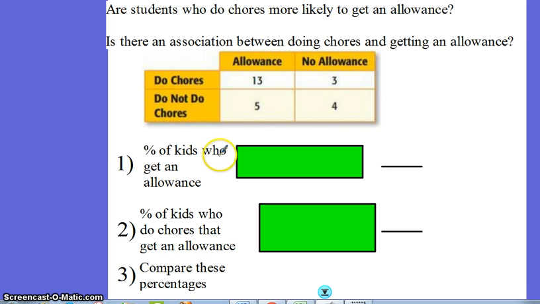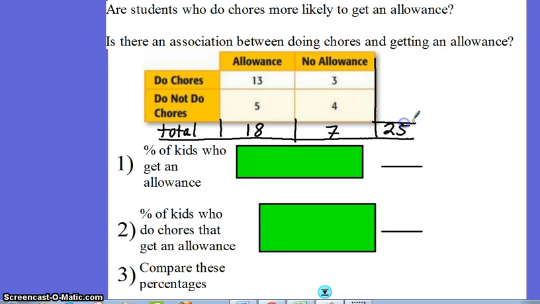The first one is we have to figure out the percentage of kids who get an allowance. So to do that, we're going to need to know the total number of kids. So we've got 13 kids and 5 kids. That's 18 kids total who get an allowance. We have 3 kids and 4 kids. That's 7 kids that don't. So our total survey of kids who are in this survey is 25 kids.